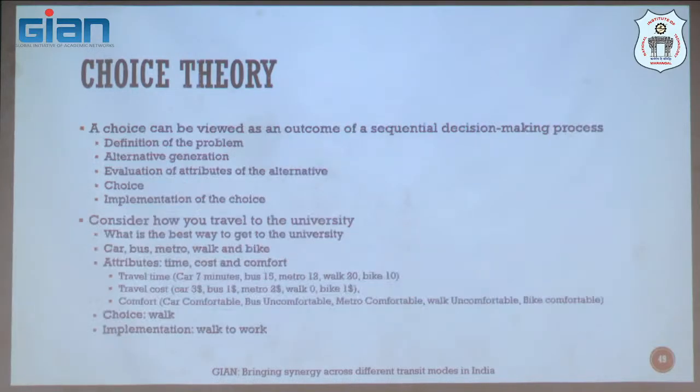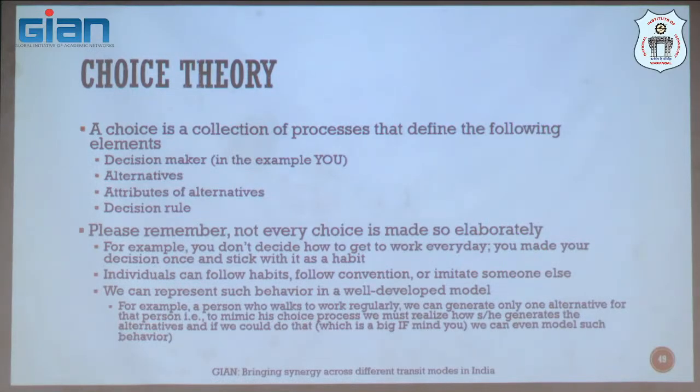So we'll look at the different components of this choice process. So one of the things that we need to do is we need to identify the different elements. First of all, we need to figure out who is the decision maker, right? So in the example I gave you, it's the individual. You are making a choice about how to get to the university. So in that case, the decision maker is the individual. If a household is looking to buy a new car or looking to buy a new house, there the decision maker is a household.